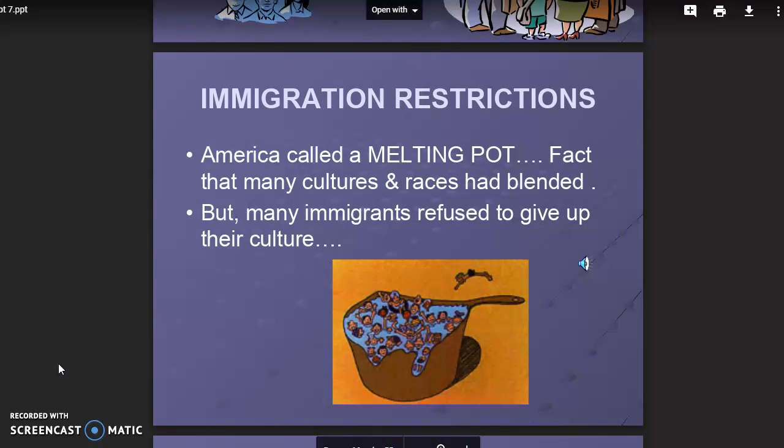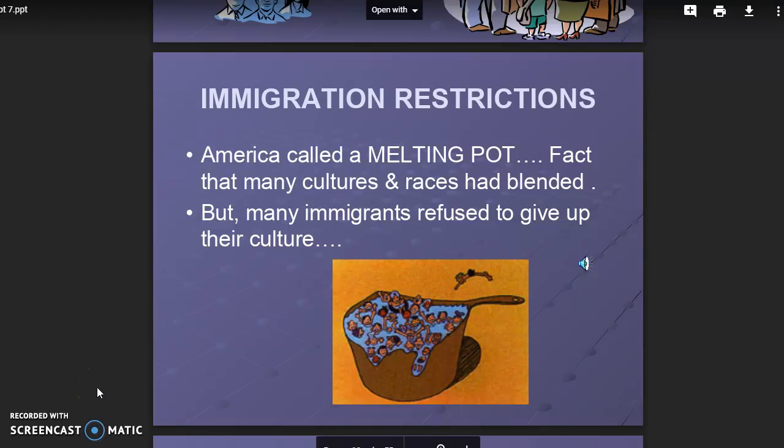Question number 8 is asking, what is meant by a melting pot? Immigration restrictions. America was called a melting pot, reflecting the fact that many cultures and races had blended, but many immigrants refused to give up their culture. So what is meant by a melting pot is many cultures and races blended together. Please write that down for number 8.